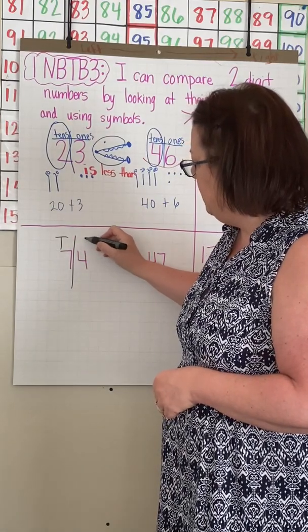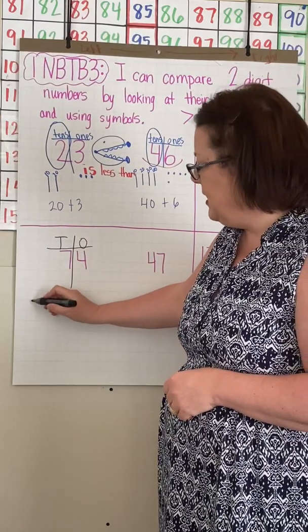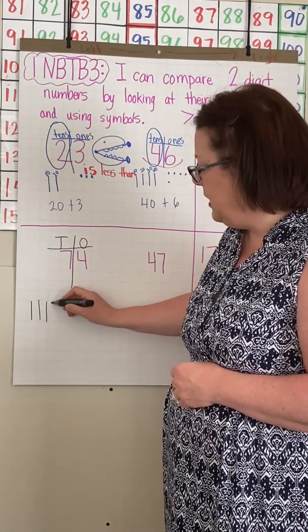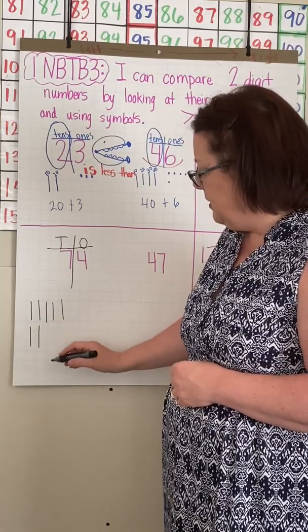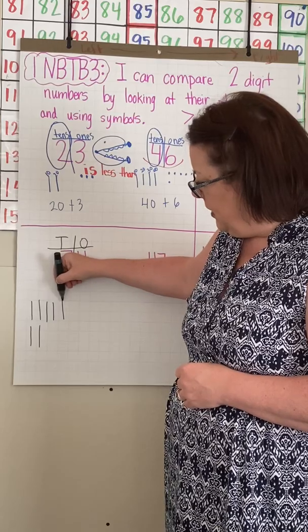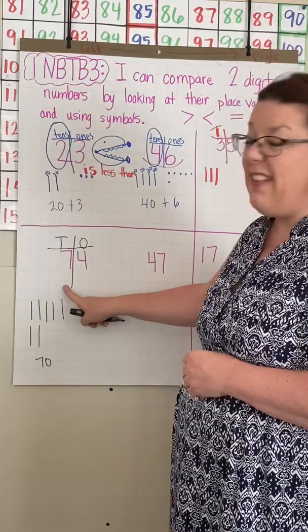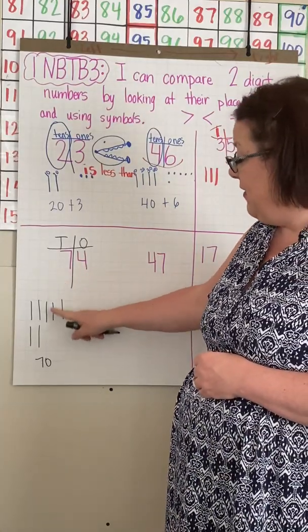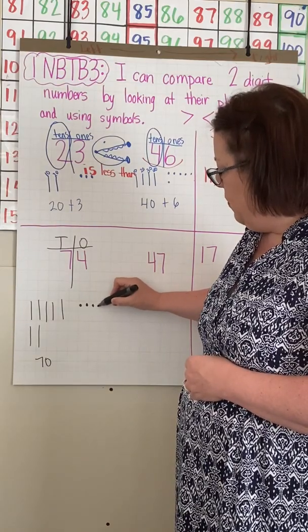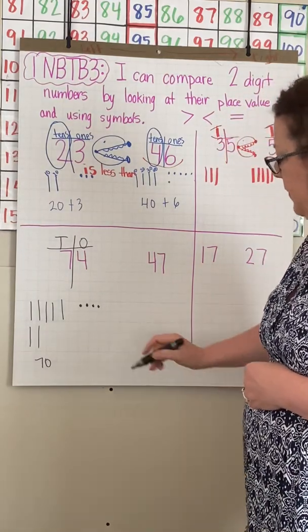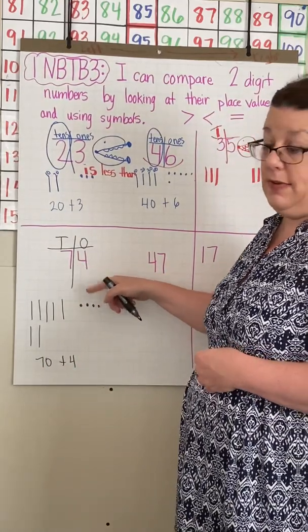We're going to compare 74 and 47. Here we have our tens place and our ones place. On this side, I have 7 tens. 1 ten, 2 tens, 3 tens, 4 tens, 5 tens, 6 tens, 7 tens. 10, 20, 30, 40, 50, 60, 70. The value of that tens place is 70, not 7, right? Over here, we have 4 in the ones place, okay? 70 plus 4 is the expanded form for the standard form of 74.